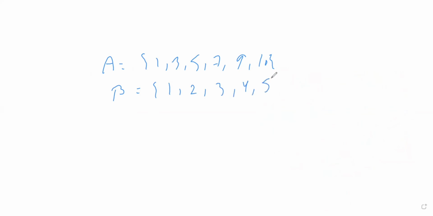Okay, supposedly we have the set A, which is 1, 3, 5, 7, 9, and 10. Also we have the set B, which is 1, 2, 3, 4, and 5. Also we have C, which is 10 and 11. So we have to find A union B.